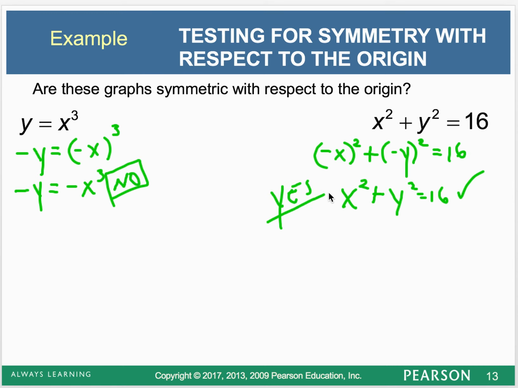Notice then, if something is symmetric with respect to the x-axis and y-axis, then we know it's symmetric with respect to the origin. Likewise, if something is symmetric with respect to the origin, it's symmetric with respect to the x-axis and y-axis.